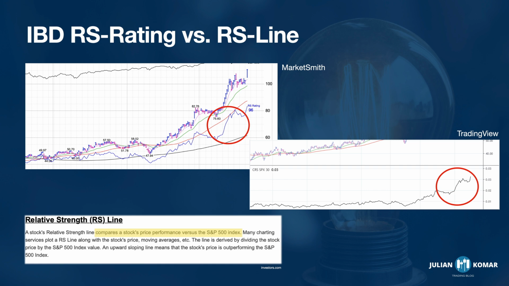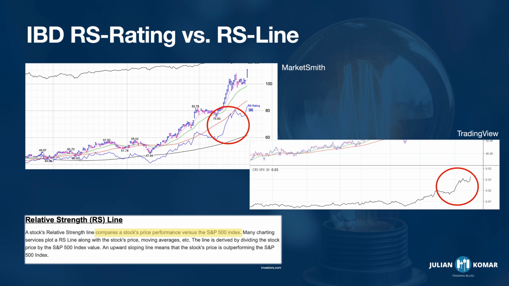With the RS line, you are able to find stocks which are stronger than the S&P 500, so stocks that move faster and stronger than the S&P 500. That's the goal of the RS line. When I look at the RS line, I want to see two things. The first thing, and this is the most important thing, is the RS line must go up. It must really move higher. The second thing is the RS line should be in sync with the price.